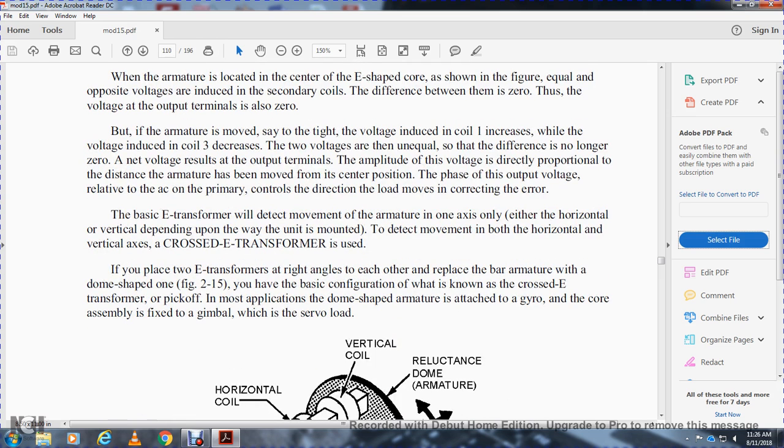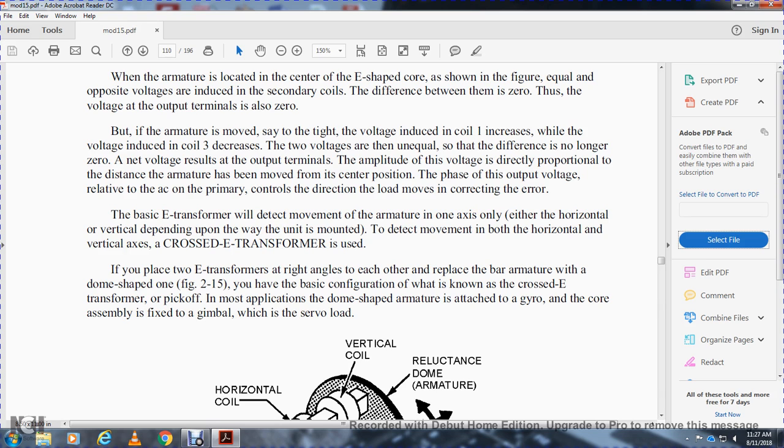The basic E-transformer detects movement of the armature along one axis, either horizontal or vertical, depending on the way the unit is moved. To detect movement in both horizontal and vertical directions, the cross E-transformer is used. If you place two E-transformers at right angles to each other and replace the bar armature with a dome-shaped one, you have the basic configuration. In the cross E-transformer pickup, the dome-shaped armatures are attached to the gyro.